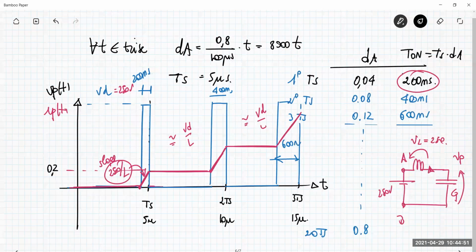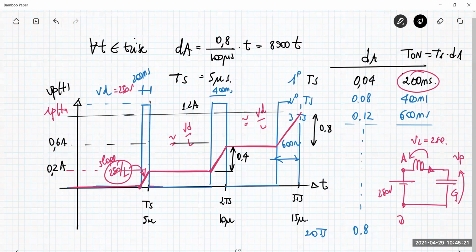In the second interval, the current is 0.4 plus 0.2, which is 0.6 amp. In the third, this is 0.8 plus 0.4. This is 1.2 amp here. This value.